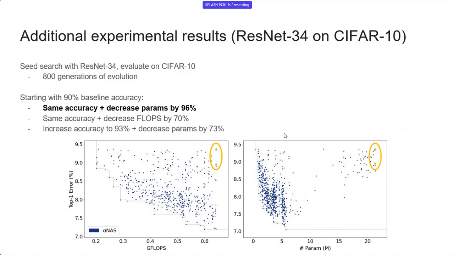So for these, we ran ResNet 34 on CIFAR10, and we did alpha-NAS evolution for 800 generations. And so you can see there's tons of improvement here. There's a lot of juice you can squeeze out of this model. CIFAR10 is not that hard of a data set. ResNet 34 is way too big for it, so you can keep the same accuracy and basically cut down 96% on parameters.